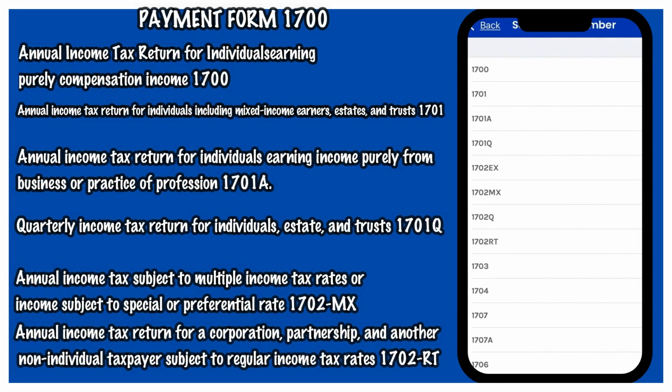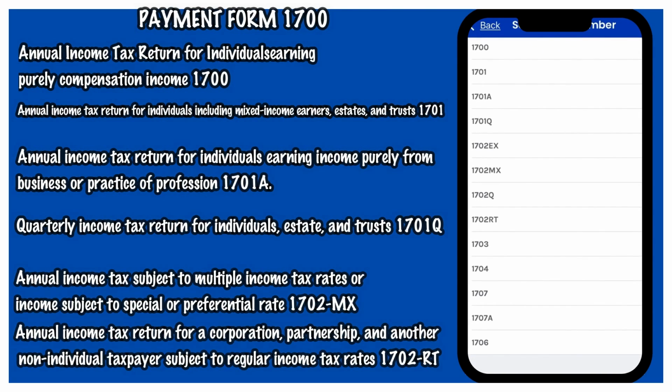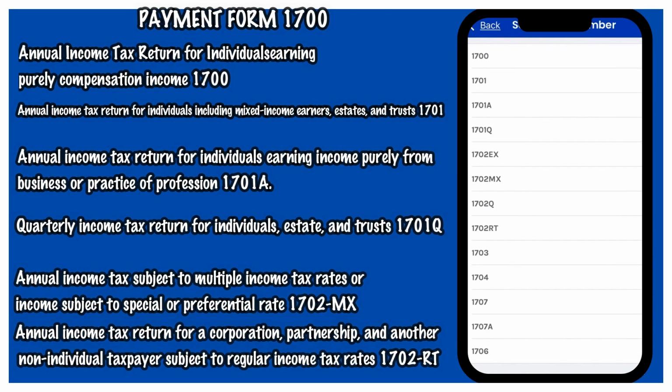Income Tax Return 1700. This form includes the following tax returns. Annual Income Tax Return for individuals earning purely compensation income. You will use this return to pay the annual income tax of a person who derives income from compensation. Annual Income Tax Return for individuals including mixed income earners, estates, and trusts.